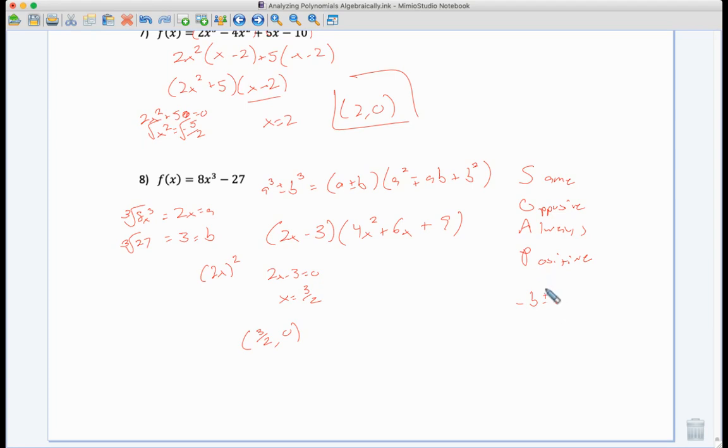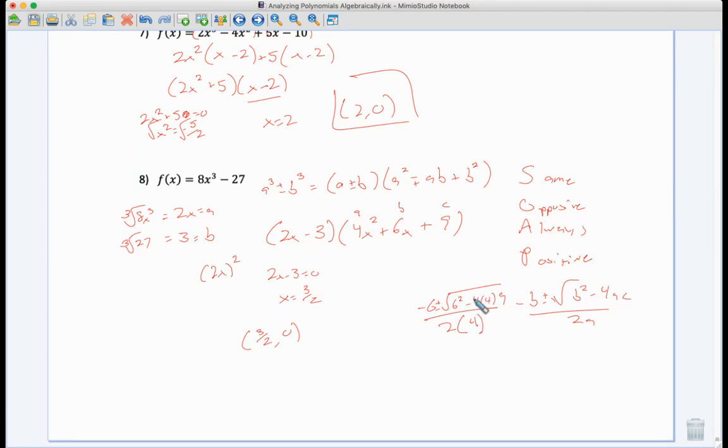So we've got negative b plus or minus the square root of b squared minus 4ac all over 2a, for those of you who might have forgotten. Plugging these values in, a is going to be 4, b is going to be 6, c is going to be 9. This is negative 6 plus or minus the square root of 6 squared minus 4 times 4 times 9, and now we're going to put that over 2 times 4.